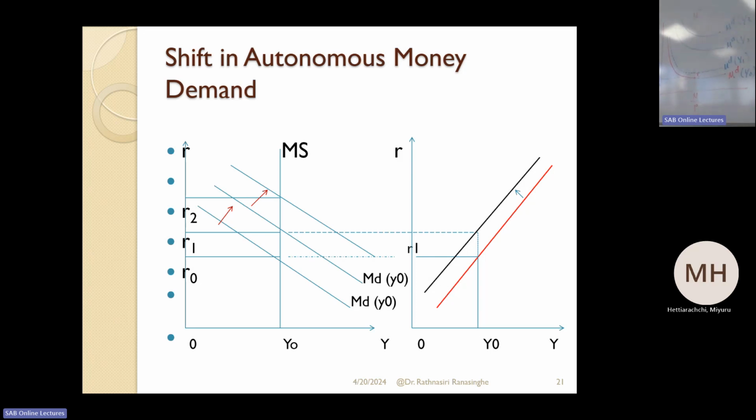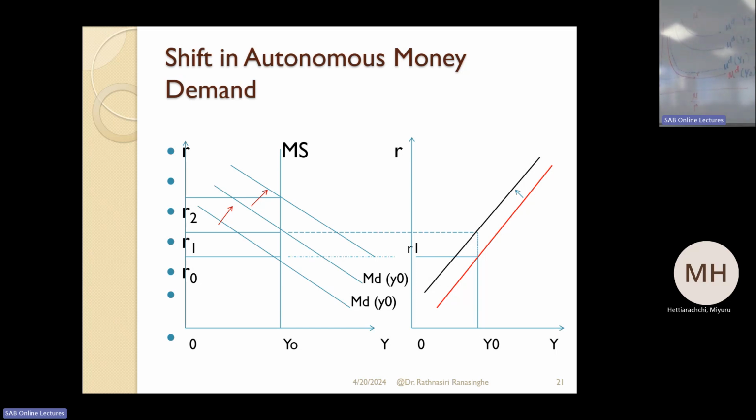Now, at the R1 interest rate, same income level. You can see R1 is a higher interest rate than R0. But what happened? Same income level. So we can have another point here. If you draw the line, you see the LM curve shifts to the left. So if there is a rise in the autonomous money demand, the LM curve shifts to the left. Okay? Is it clear?